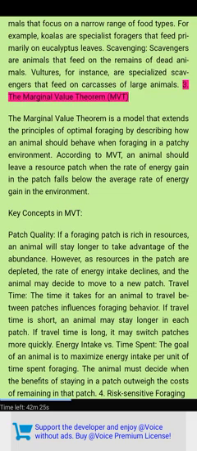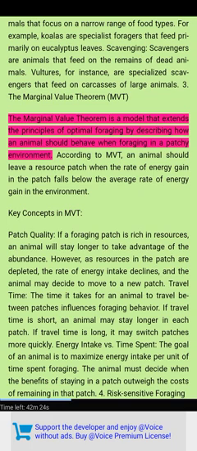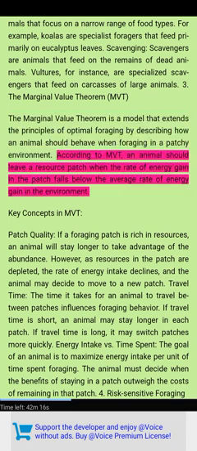3. The marginal value theorem, MVT. The marginal value theorem is a model that extends the principles of optimal foraging by describing how an animal should behave when foraging in a patchy environment. According to MVT, an animal should leave a resource patch when the rate of energy gain in the patch falls below the average rate of energy gain in the environment.